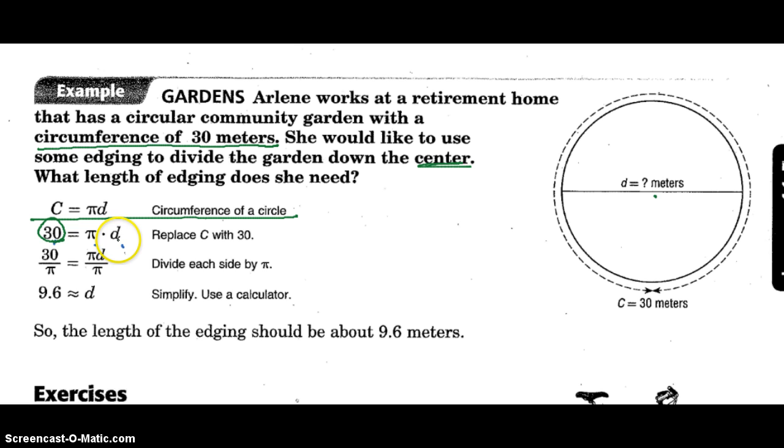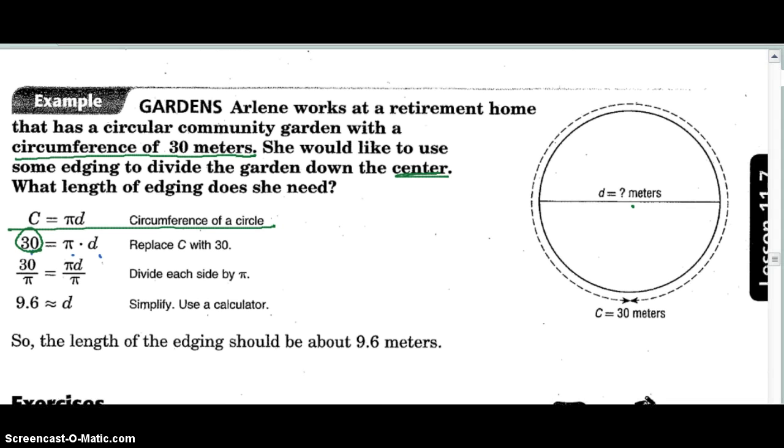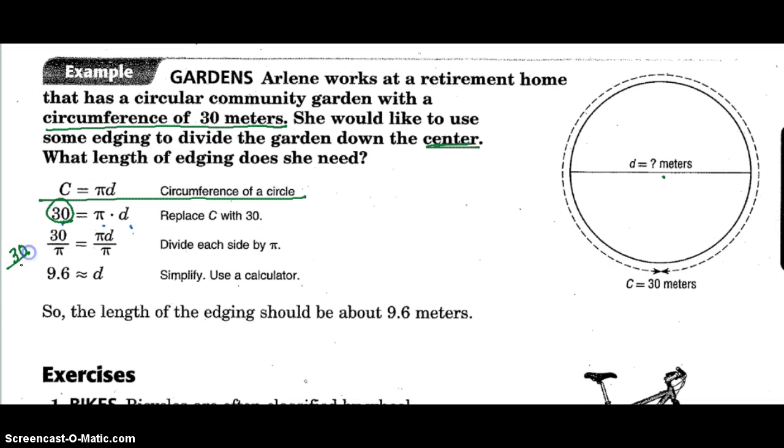Then to solve for d, to isolate the d, we need to divide both sides by pi. So really we're going to say 30 divided by 3.14 gives us an approximate 9.6. And what unit of measure were we using? Meters. So about 9.6 meters is how much edging she will need.